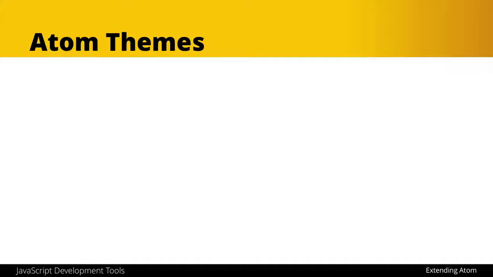So the first thing we have to understand is that Atom has two types of themes. First is the UI theme. This controls things like the chrome, the tabs, and file navigation, so the actual app chrome itself. Then we have a syntax theme, which is a completely separate, or can be completely separate, theme, and this will style the area where our code is displayed, as well as all the syntax around how our code is shown.